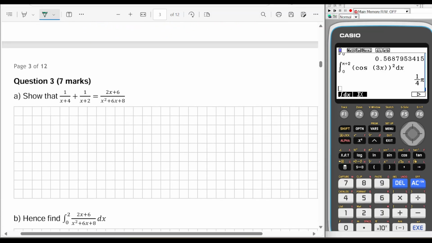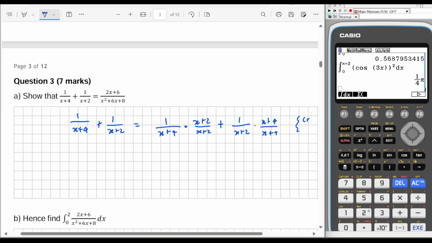Next, we need to show this one. So this one we do cross multiplication. So we got 1 over x plus 4 times by x plus 2 over x plus 2. Actually, I might just write this. It's 1 over x plus 2 equals, now we'll do it. So 1 over x plus 4 times by x plus 2 over x plus 2. And then it's going to be plus 1 over x plus 2 times x plus 4 over x plus 4.